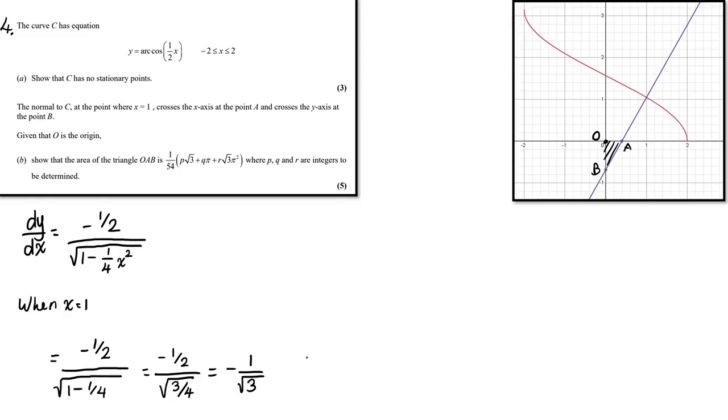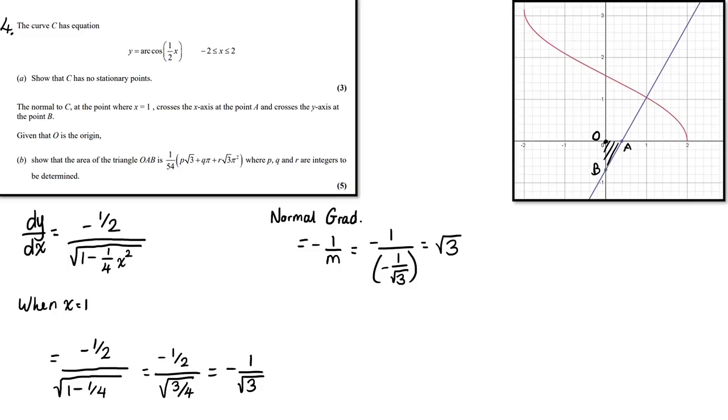Now, this here isn't the gradient of the normal. This is the gradient of the tangent. So for the normal, we just need the perpendicular gradient. So for the normal gradient, we should say, this is equal to minus 1 over m. Okay, so in that case, we get minus 1 over this expression here. So minus 1 over the square root of 3. And in that case, then, we just get positive root 3. Okay, we get the square root of 3.